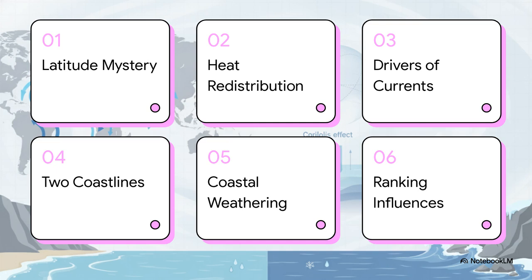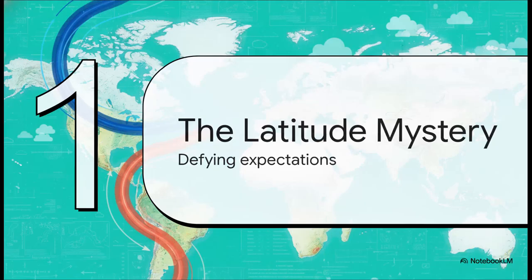Here is our roadmap for today. We'll start with number 1, the latitude mystery, then move into 2, global heat redistribution. Next, we'll uncover 3, the 3 drivers of currents. We'll look at 4, a tale of 2 coasts, explore 5, impacts on coastal weathering, and finally wrap things up with 6, ranking coastal influences. Let's kick things off with part 1, the latitude mystery.